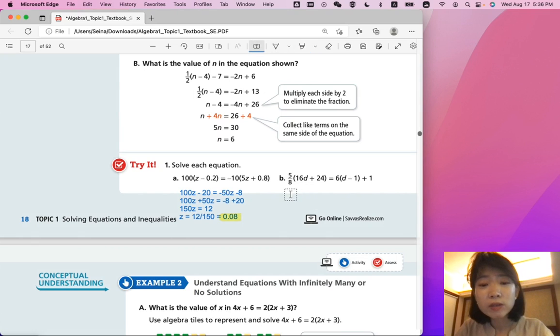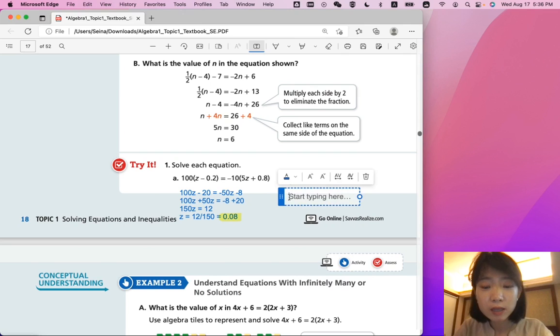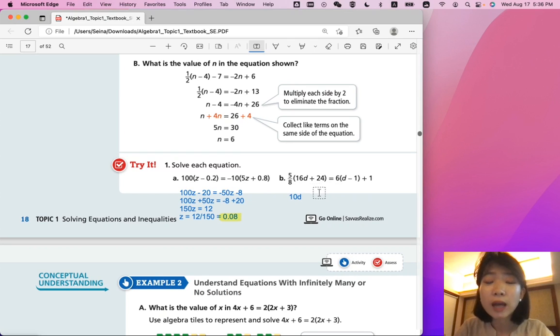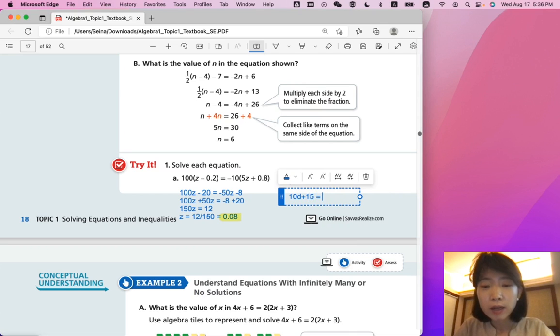In the same way, you distribute the fraction here. 5 over 8 times 16 is 16 times 5 divided by 8. You can divide 16 and 8 first to get 2 times 5, which is 10d. So distribute this and get 10d. And then 5 over 8 times 24 is 24 divided by 8, which is 3 times 5. So that's 15. And that's equal to 6 times d, 6d.